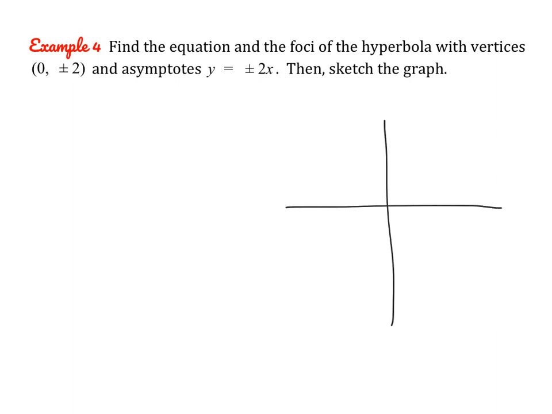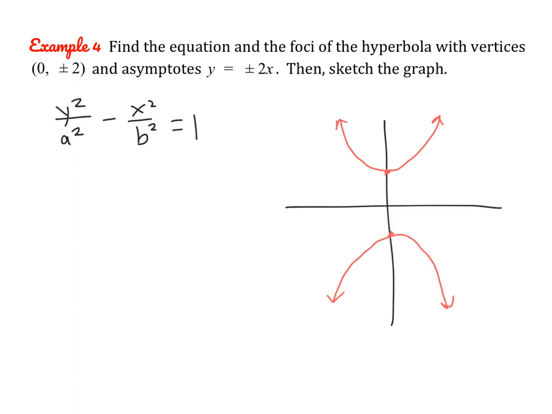So if our vertices are at (0, 2) and (0, -2) roughly, we know that we are going to have a vertical hyperbola, which looks something like this. So it's going to be y squared over a squared minus x squared over b squared equals 1. And then again, we already know that the distance from the center to your vertex is a. In this case, it's 2, so we know that a is 2. But we still do need to find that b value.